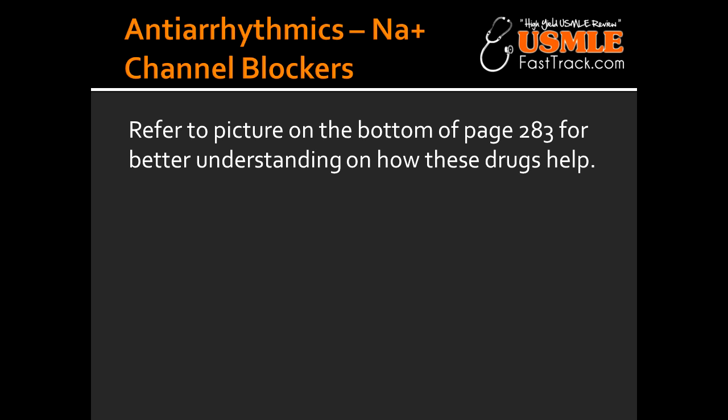What is the mechanism of action of class 1A antiarrhythmics? To answer this question, it's also helpful to look at the picture on page 283. The mechanism of action of class 1A antiarrhythmics is to increase the action potential duration. It increases the effective refractory period, the ERP, and it also increases the QT interval.